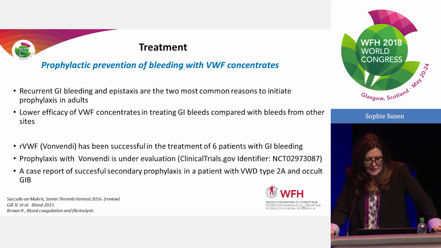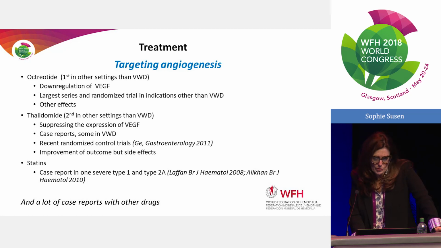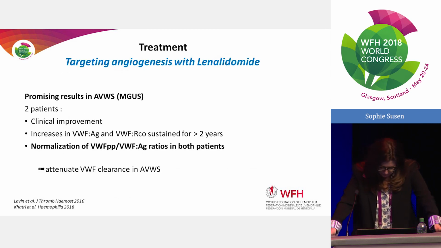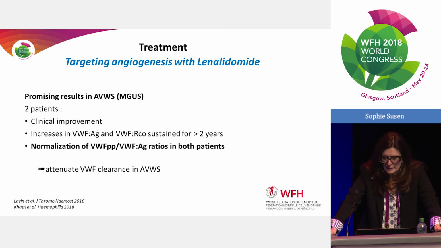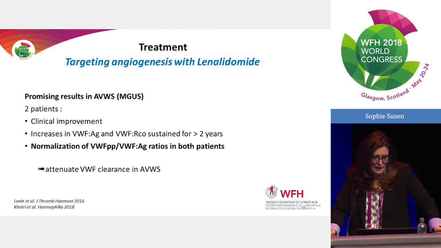Recombinant VWF has been successful in the treatment of 6 patients with GI bleeding. There is an ongoing study for prophylaxis, and a case report has been published using recombinant VWF in a patient with recurrent bleeding from angiodysplasia in a type 2A patient. There are a lot of case reports and little series on treatments targeting angiogenesis: octreotide and somatostatin analogs, thalidomide, and statins. And a very interesting treatment might be lenalidomide, Revlimid, which showed promising results in acquired von Willebrand syndrome due to monoclonal gammopathy, in which Revlimid attenuates the clearance and provides a normalization of propeptide levels and increases the level of VWF.